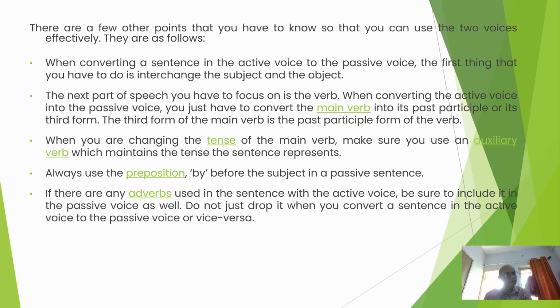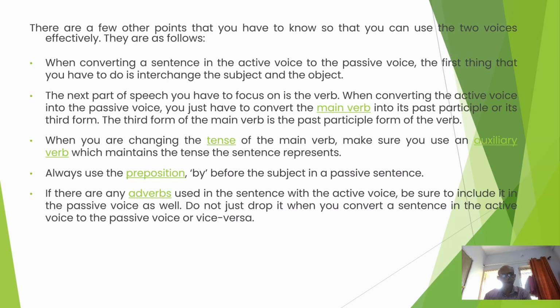There are a few other points that you have to know so that you can use the two voices effectively. When converting a sentence from the active voice to the passive voice, the first thing to do is to interchange the subject and the object. Next, focus on the verb. When converting the active voice into the passive voice, convert the main verb into the past participle, or its third form.